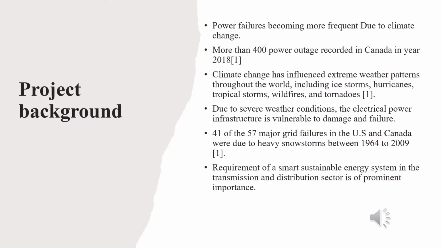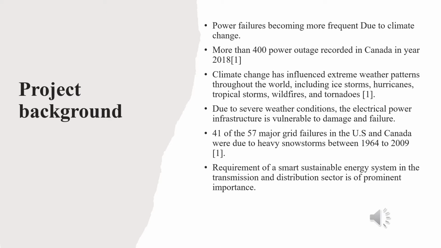Okay, now coming to the background of our project, why we are working with a smart grid. Well, before discussing that, let's see what the report says about power outages in Canada. According to IT World Canada's report, more than 400 power outages are common in Canada every year. The reasons can be many different issues, and one of the main issues is climate change, which has been influencing extreme weather patterns throughout the world, and is the reason behind tons of natural disasters, including ice storms, hurricanes, tropical storms, wildfires, and many tornadoes.